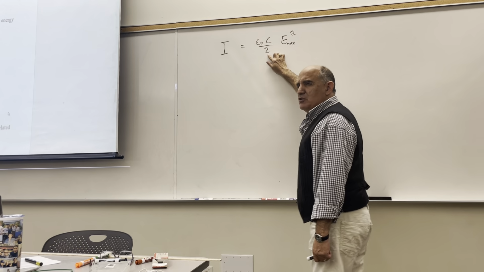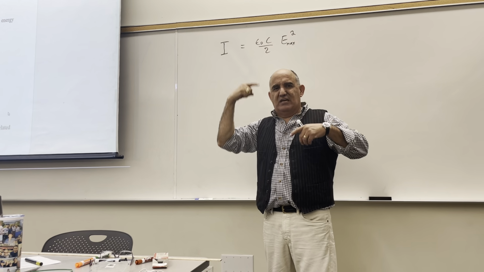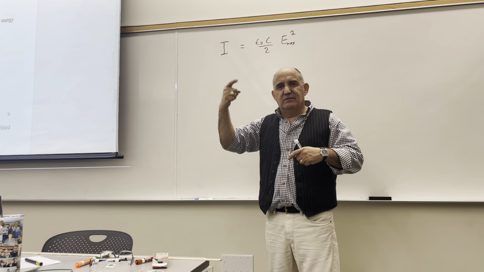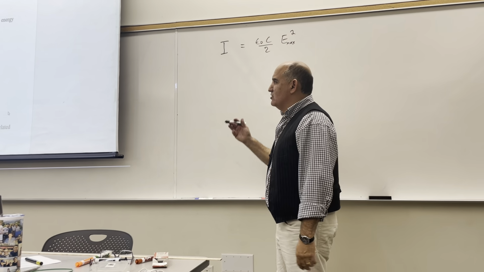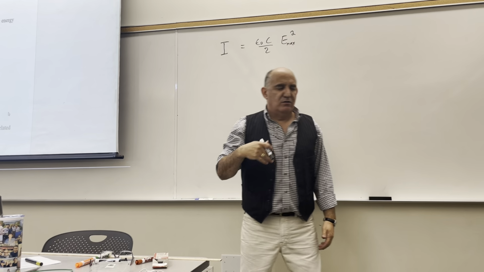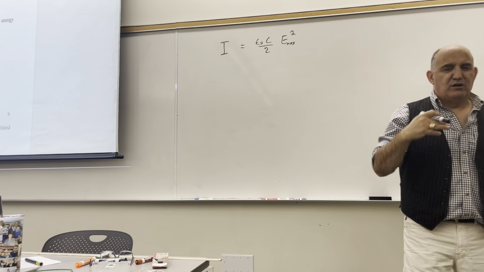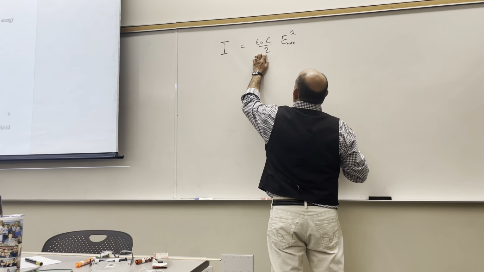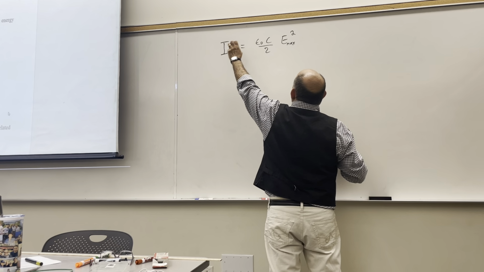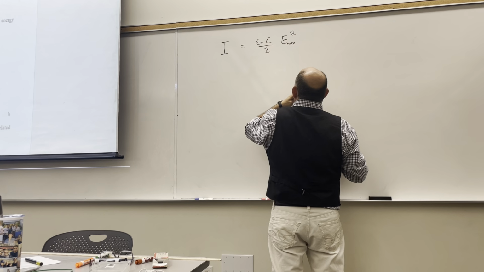Remember that this 2 came from taking the average of the cosine squared. Right? So of the cosine square or the sine square of a wave, when you take the average of the cosine square of an angle or the average of a sine square of an angle, you get a 1/2. And that's where this 2 came from. So this is a way of writing down the intensity of the wave, right? And this is the amplitude.